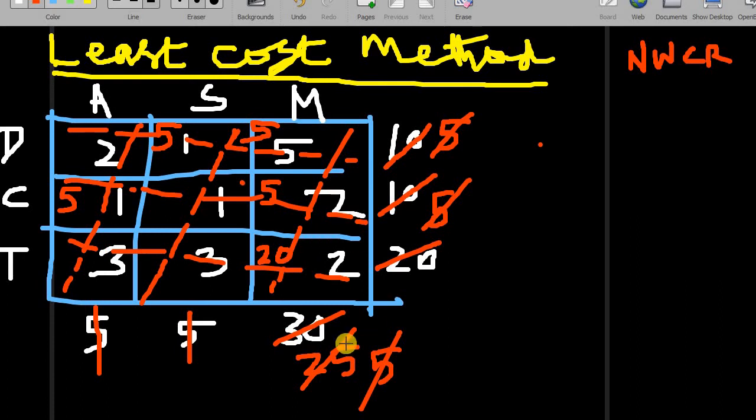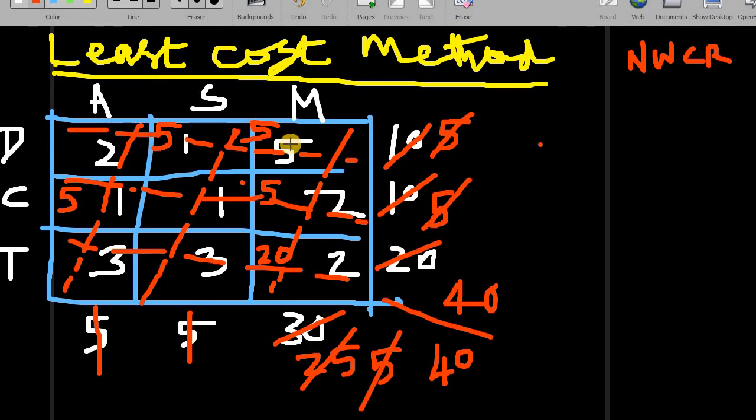Now check whether the total availability is transported to the total destinations by adding up all these transported items. Am I correct? 5 plus 5, 10, 10 plus 5, 15, 15 plus 5, 20, 20 plus 20, 40. So the total of 40 items of availability is transported to the destinations. So it tallies. Okay, so this is the way we can do the least cost method.